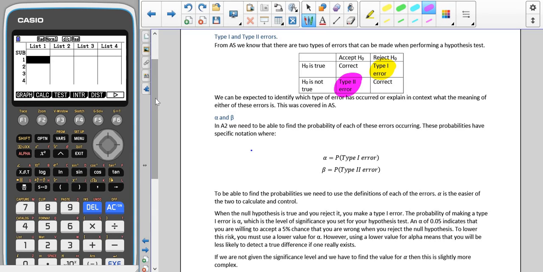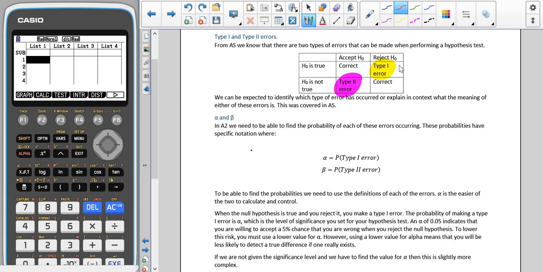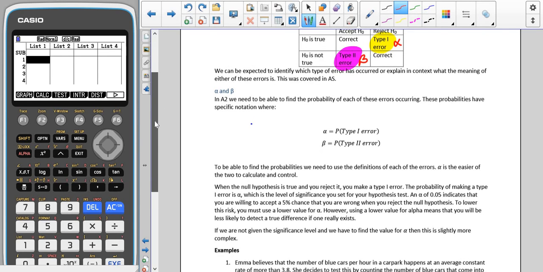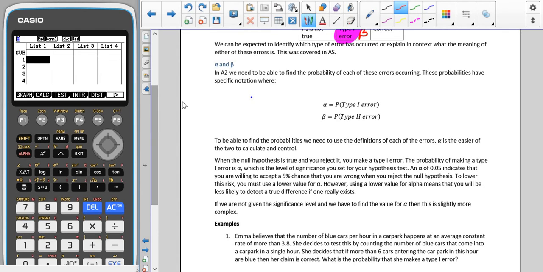So these have two symbols which are alpha and beta. And as you can see here, alpha is the probability of making a type 1 error and beta is the probability of making a type 2 error. To be able to find the probabilities, we need to use the definitions of each of the errors. So alpha is easier to calculate of the two and control. The reason for this being that if we know what the significance level of our hypothesis test is, then alpha is going to be equal to the significance level.